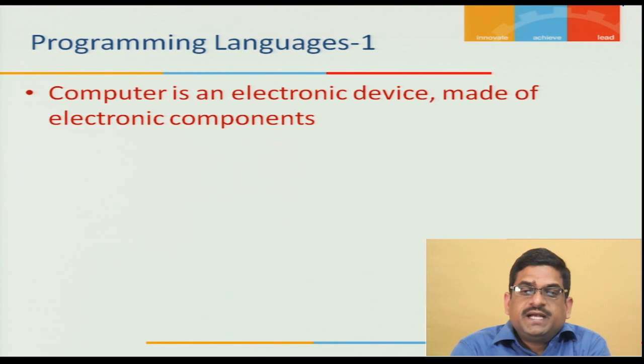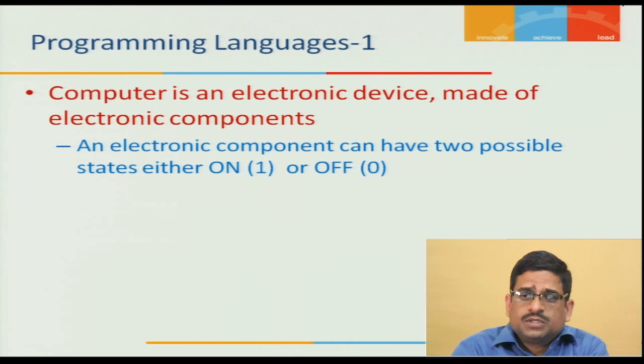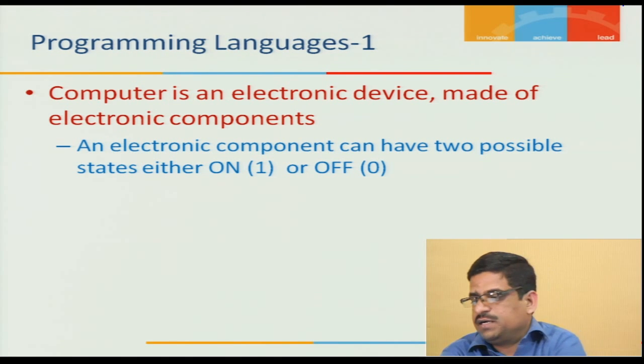So what is the native language of the computer? We know that a computer is an electronic device made of various electronic components like adders, subtractors, logic gates, and so on. An electronic device can understand only two possible values. An electronic component or device can be switched on or switched off. So the state of an electronic device can have two possible states: one is on and another is off.